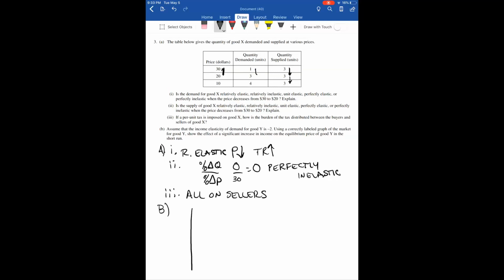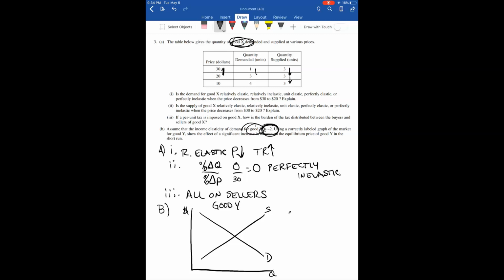So we're going to draw this good Y. Notice again, we were talking about good X before. Now we're talking about good Y. So price and quantity, and we've got supply of good Y and demand for good Y. And our income elasticity is negative, and that's important.